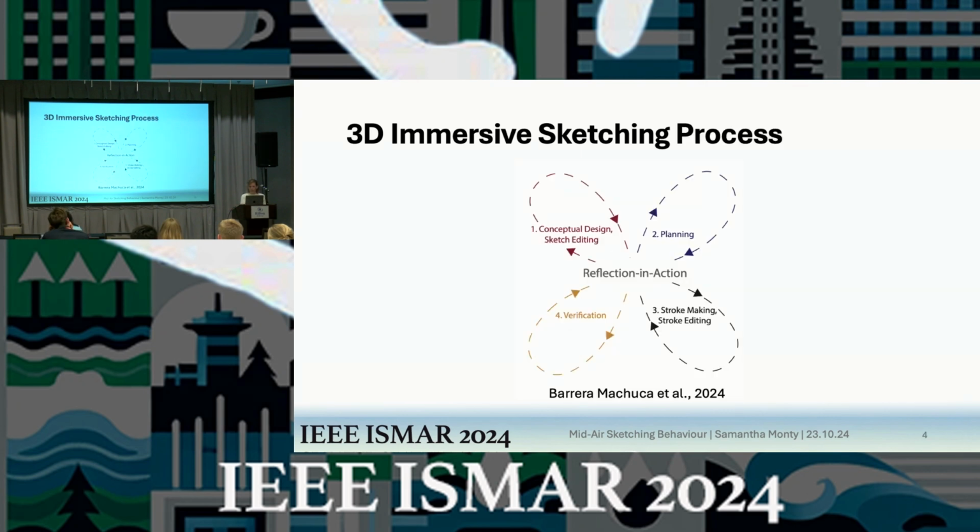Barrera-Machuca et al. described the process of creating 3D immersive sketches as an iterative activity with four main steps. Briefly, users decide what to draw in the conceptual design phase. They then move to a planning phase where they observe the sketch from different viewpoints and plan physical actions and hand placements. Next, users create strokes and make edits if a stroke doesn't meet expectations. And finally, users evaluate a sketch in its entirety to determine if the work meets intentions. The process is repeated as users perform high-level edits or rework the conceptual design of a sketch.